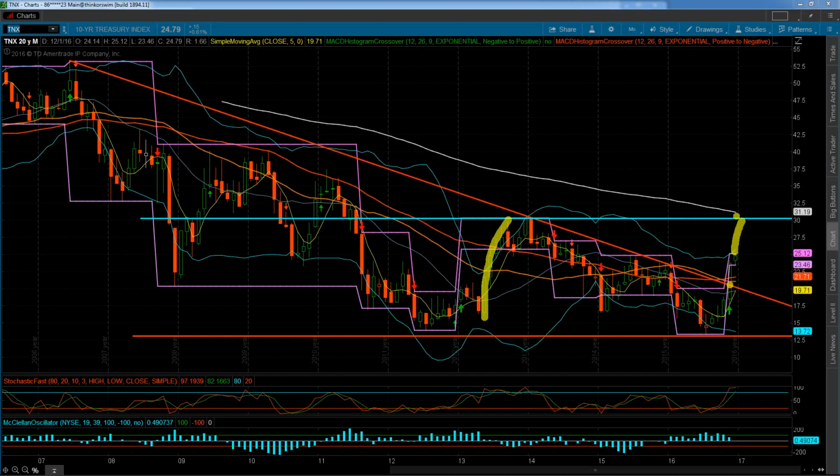All right. So when you look at your screen and TNX, it's showing 24.79, which basically means 2.479. Got it? So we are roughly at 2.5% right now. We are roughly at 2.5%. So that's how you read it.